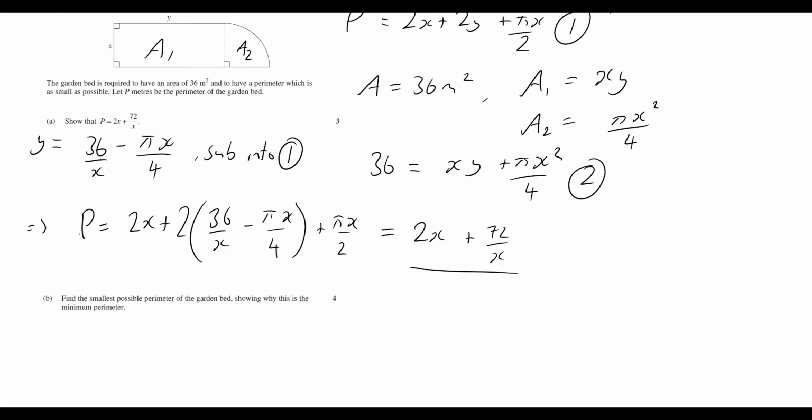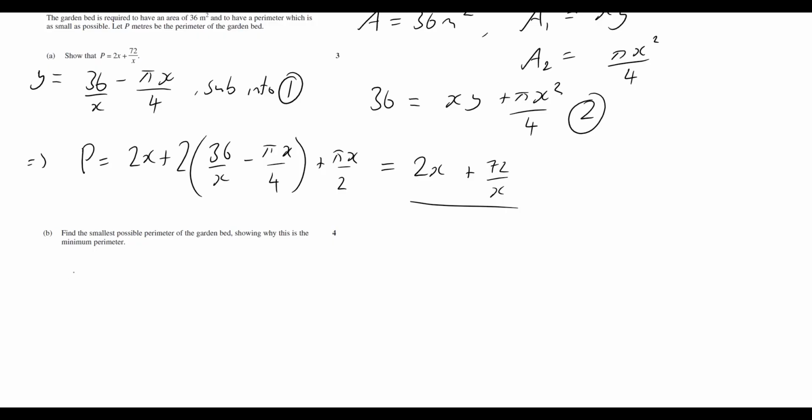Okay, so now part B. Find the smallest possible perimeter of the garden bed, and we need to then show why this is the minimum perimeter. So anytime you see the words minimum or maximum in a problem like this, you should know that you're always going to want to start looking at your derivatives. Okay, so the first thing that we'll do is we will quickly rewrite the formula. So P equals 2x plus 72 over x.